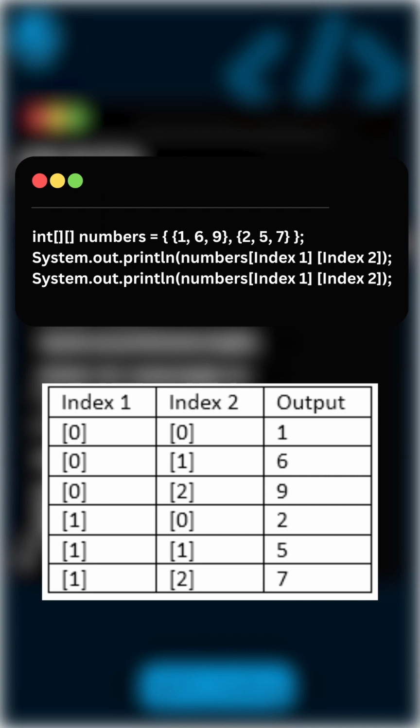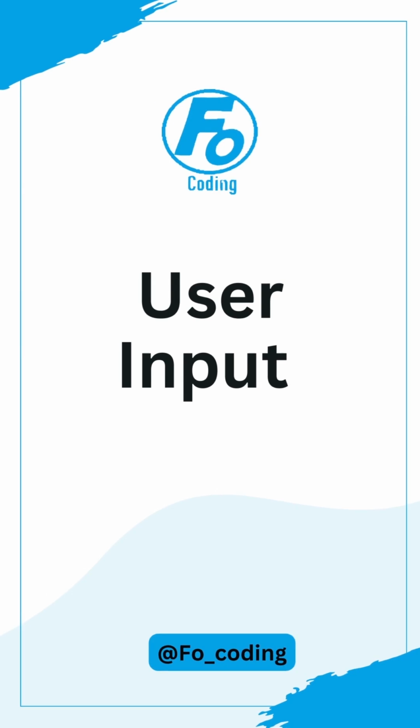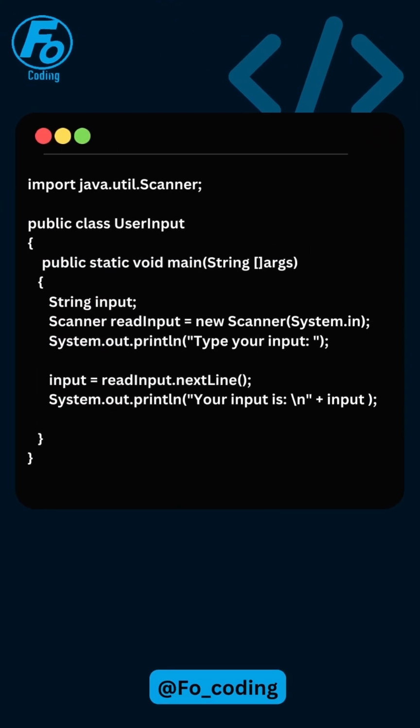The next table will give a clear understanding of what output comes based on the used index and how multi-dimensional arrays work. User input. To get the user input, first we need to import the package called java.util.Scanner. The next step is to declare a string. We will call it input. Afterwards, we can create an object called readInput by using the line Scanner readInput = new Scanner(System.in).